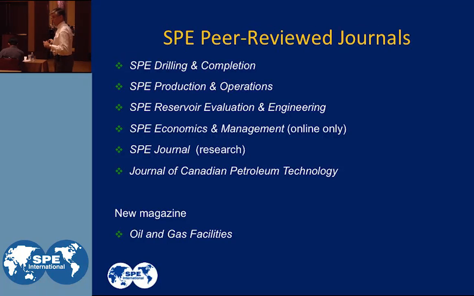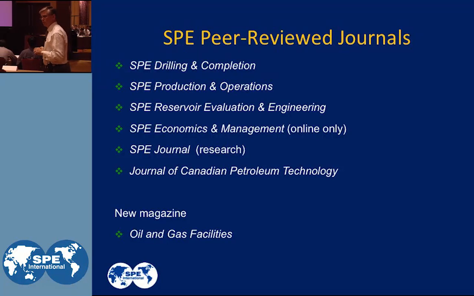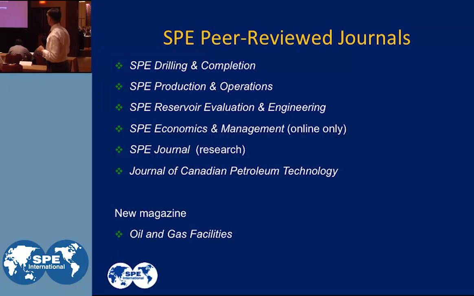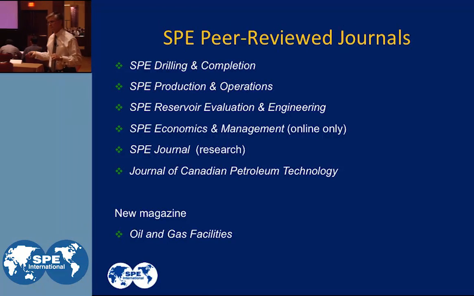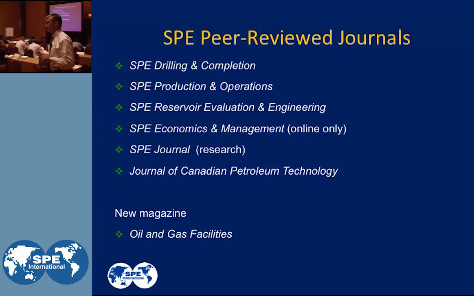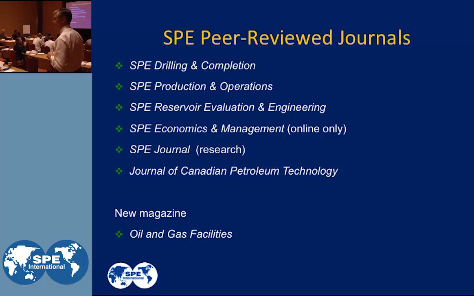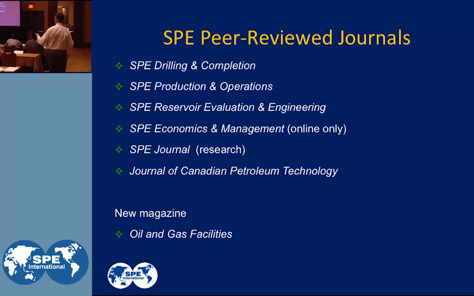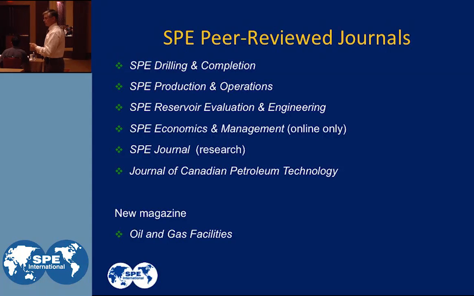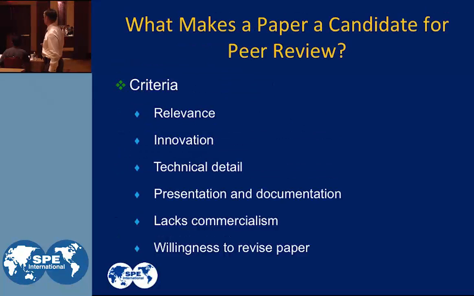There's the SPE Journal, which is pretty much tailored to research topics. There's JCPT, which just came into the SPE fold 3 years ago. And then there's a new magazine, Oil and Gas Facilities, which I haven't seen yet. It actually started in 2012, so it's only had a few issues at this point. Okay. So these are the peer review journals that you could get your manuscript published in.